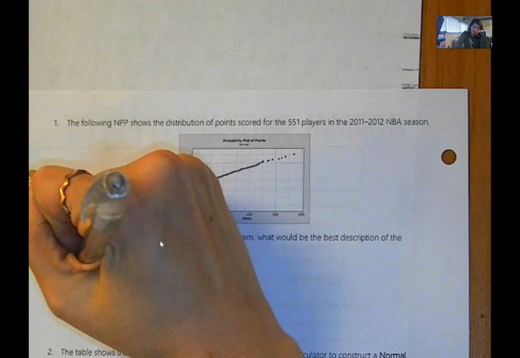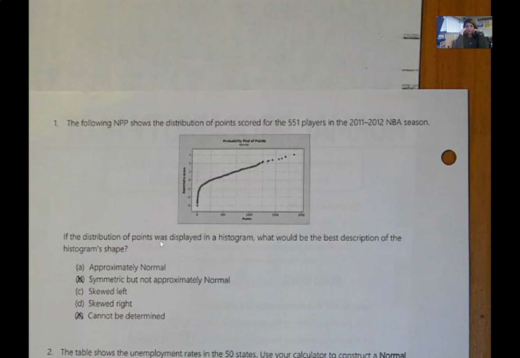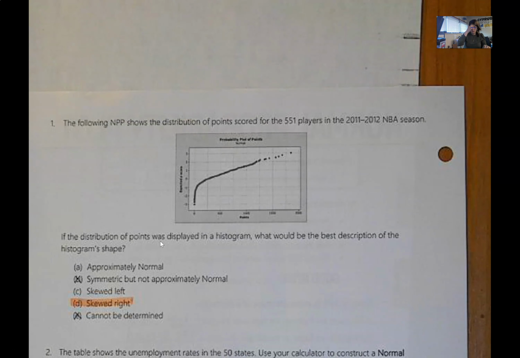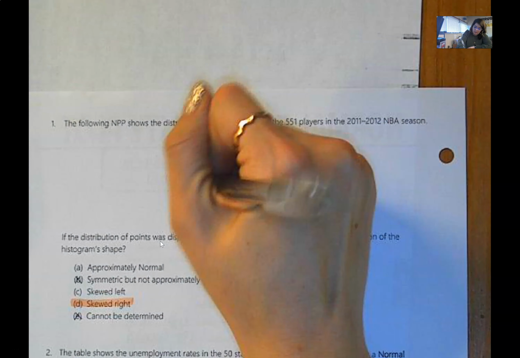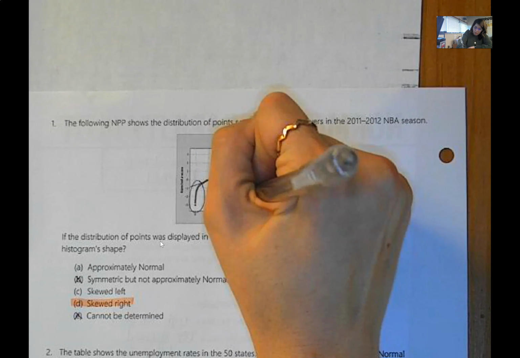So B and E are not options because we can tell what shape it is. Symmetric but not approximately normal, that's not an option. It's either right skewed, left skewed, or approximately normal. Hopefully you have concluded that it is skewed right. If you mark it, this right-hand side is way flatter. This would be considered the left side, and it's almost vertical.